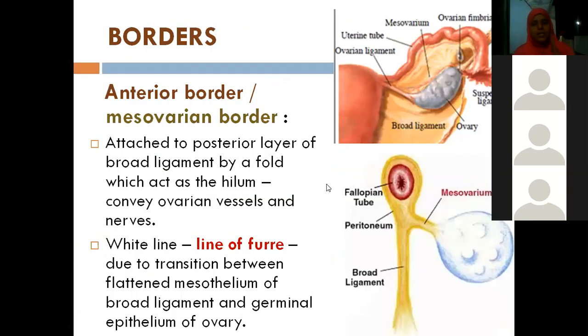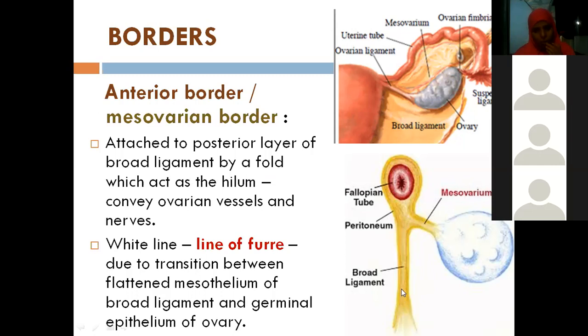Now, what are the borders? I told you if it is in correct anatomical position, it has anterior border and posterior border. The anterior border is also called as mesovarian border, which is attached to the posterior layer of broad ligament. Why? Because ovaries are lying behind, isn't it? So that's why it is attached to the posterior layer of broad ligament by a, see like this, by a fold which is acting as hilum. Okay, that means this is nothing but mesovarium.